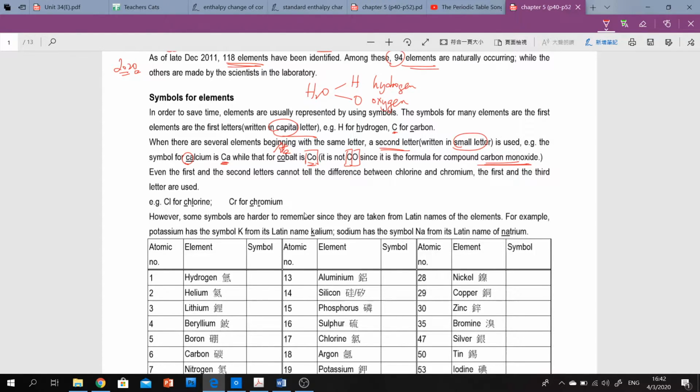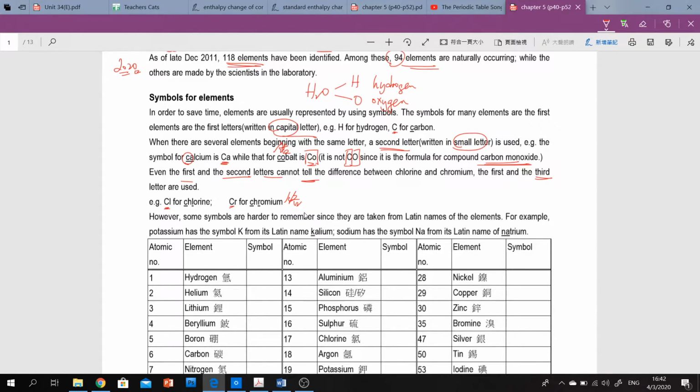So the general rule is, even though the first letter and second letter cannot tell the difference, you are going to add a third letter. For example, chlorine. We will not write it as CH, instead we write Cl. How about chromium? Chromium is a metal, one of the metals found in nickel wire. It is C, h and an r, so we have Cr.